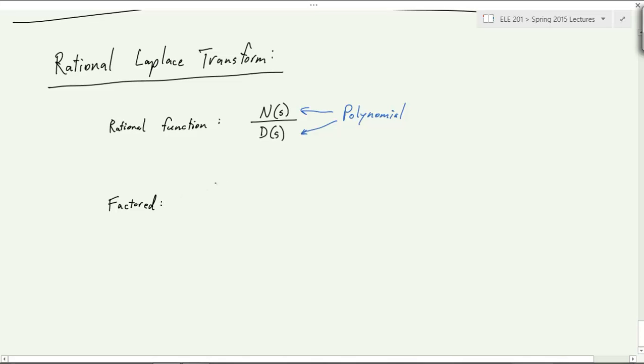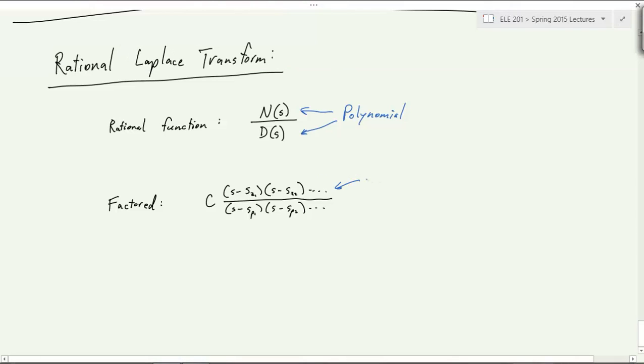Any rational function can be factored into a constant times the product of factors, because we can factor the polynomials. So let's say s minus sz1, s minus sz2, and so forth. A bunch of terms on top. And also you can factor the bottom. In this case, s is the variable of this function. And these sz1, sz2, sp1, sp2, these are just constants. So c is a constant. So those constants define the function.